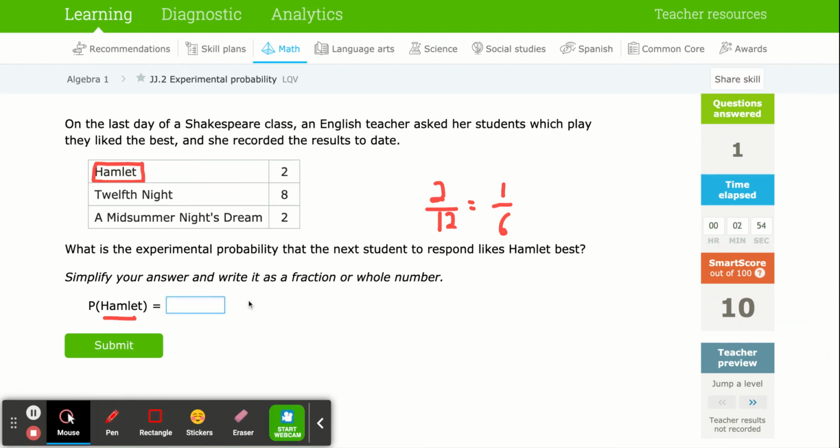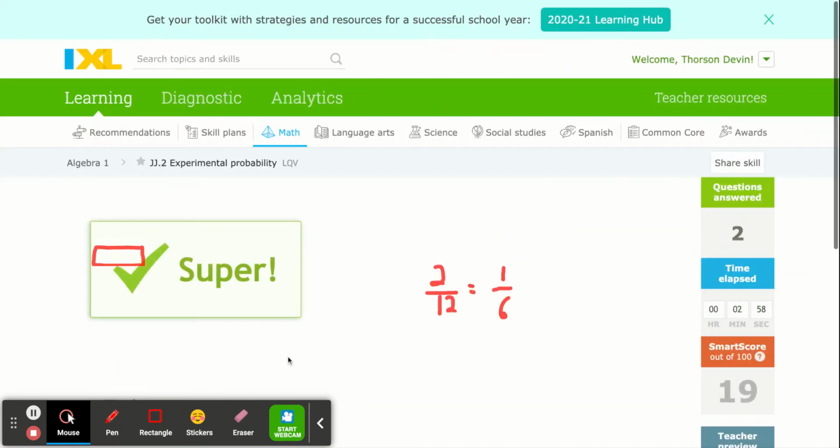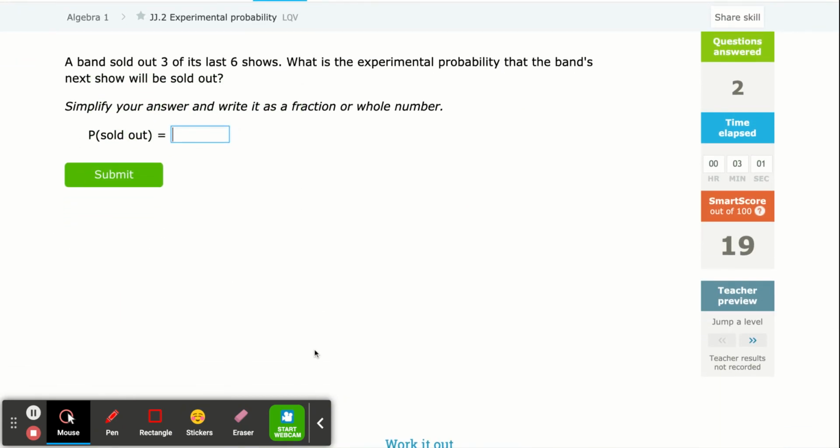That's all it is to mean experimental. Experimental just means we don't know exactly what it is, but we're going to test it out. We're going to try it out.